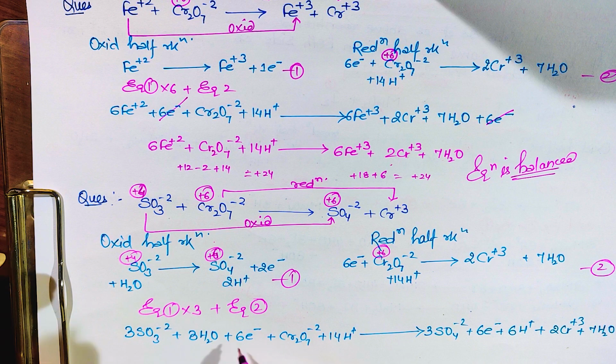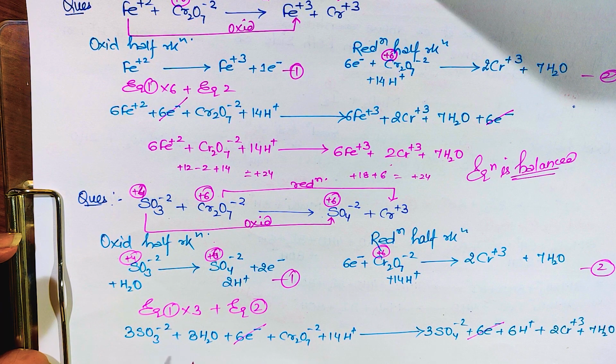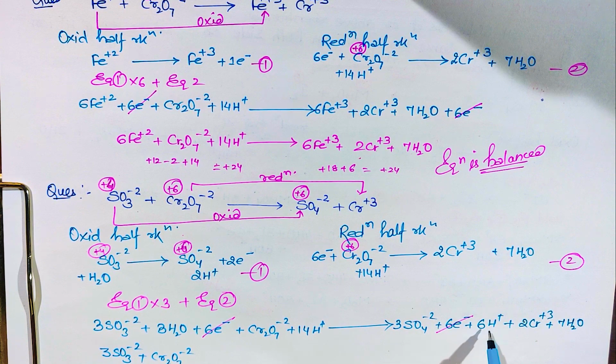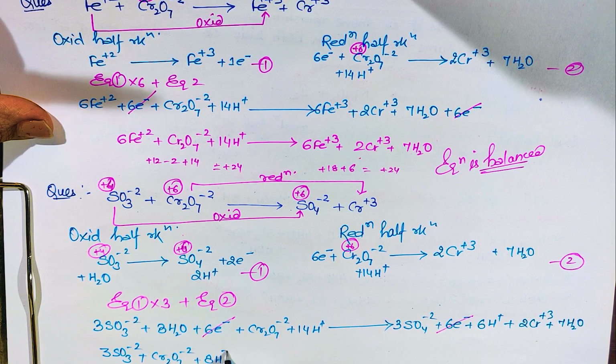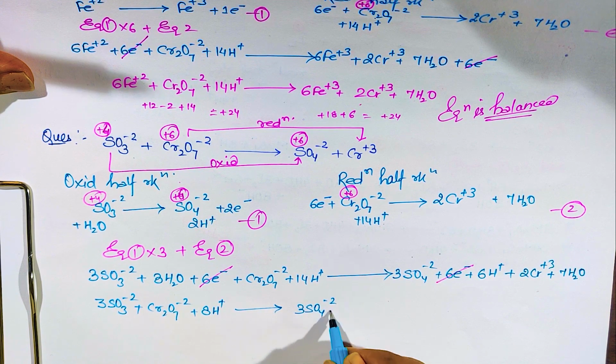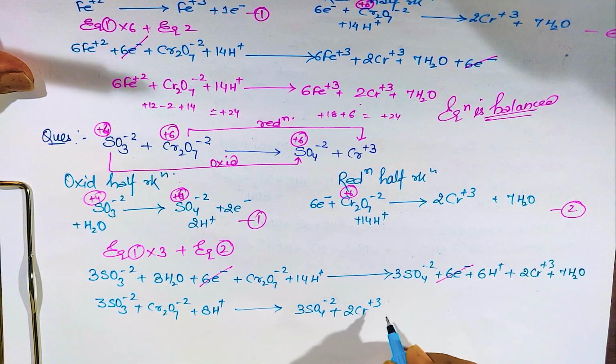Yes. Now the 6 electrons will be cancelled. Now here 14H plus and here 6H plus. Here 3H2O, 7H2O. So we will balance it. So we can write it here like 3SO3 minus 2, 3H2O, 7H2O. So just cancel it. Yes. And Cr2O7, 14H plus, 6H plus. So 6 will be cancelled out. So it remains with 8H plus. Yes. And then 3SO4 minus 2, H plus cancelled, 2Cr plus 3, and 7H2O, 3 cancelled, so 4H2O left.